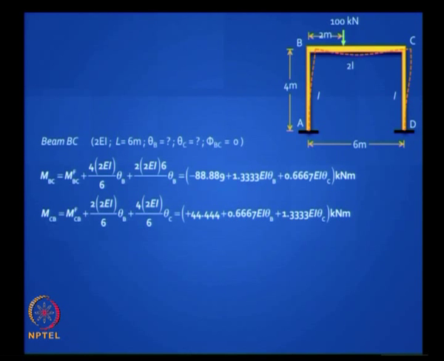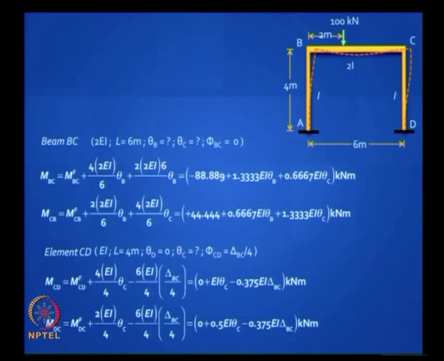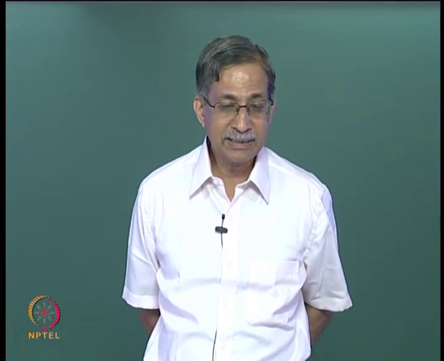And for MCD and MDC, they will look similar to MAB and MBA, right. So actually you have to just copy those equations. Only thing, your theta B now gets replaced by theta C, but you have to put the right theta at the right place. I hope you now understand that slope deflection equations are a blind method of doing it, you do not have to worry about anything, you get this. Now what is the next step?